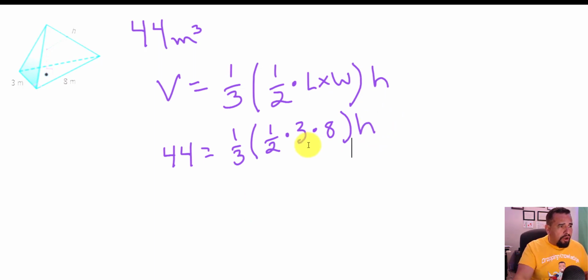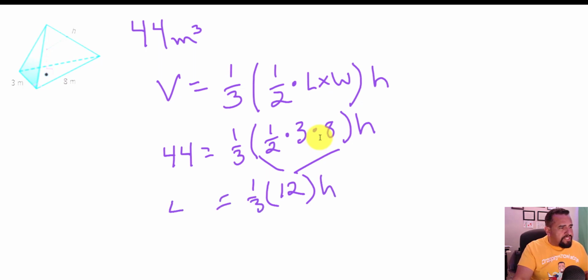Let's go ahead and multiply it all. Watch, without a calculator. 3 times 8 is 24. Half of 24 is 12. So right now, out of this whole thing, I have 12. And I'm going to multiply that times 1/3. And then we still have our 44 here. So this multiplying times 1/3, you're really just dividing 12 by 3. So 12 divided by 3 is 4. So now we have 4h. And then we still have a 44 here.